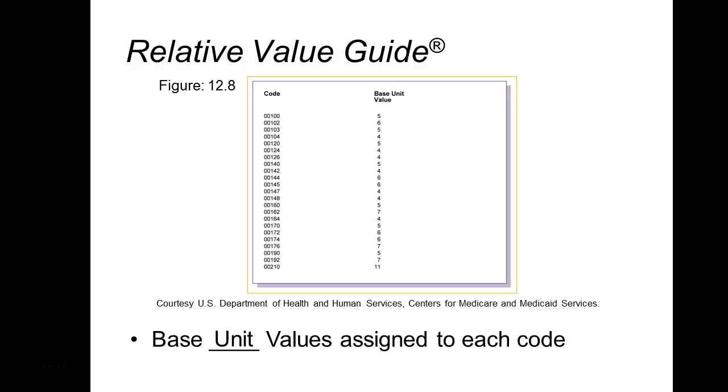But let's look at this one that says 11. It's 00210, and 00210 is for anesthesia for intracranial procedures not otherwise specified. So again, intracranial, inside the skull. Because we're in a more complex area of the body, the base unit is higher.